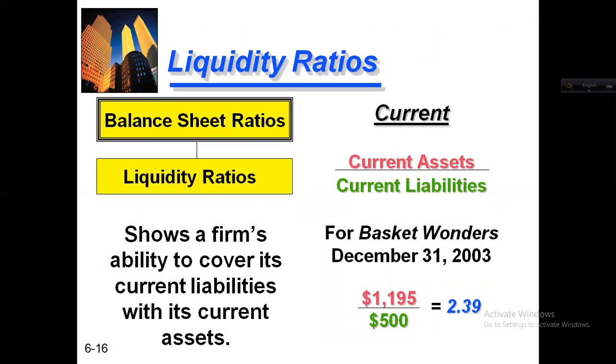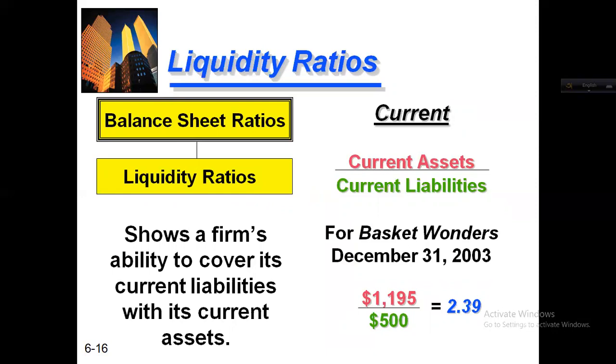First of all, we are going to discuss the liquidity ratios. Liquidity ratios show the firm's ability to cover its current liabilities with its current assets. In liquidity ratios, there are many types of ratios. The first one, which is very important to measure liquidity, is the current ratio. So what is the current ratio? Current ratio means current assets divided by current liabilities.